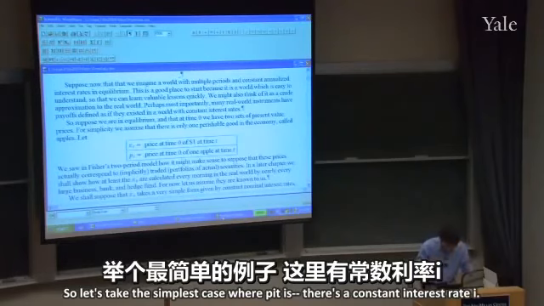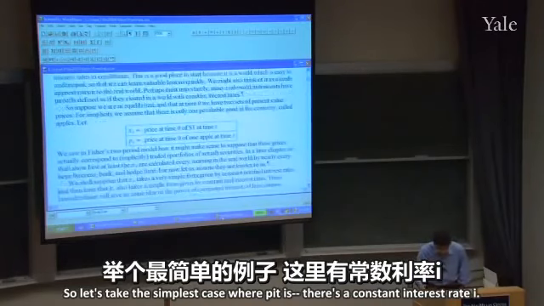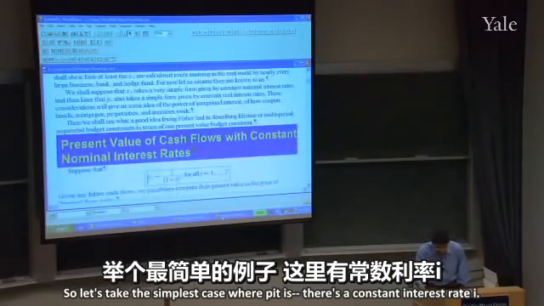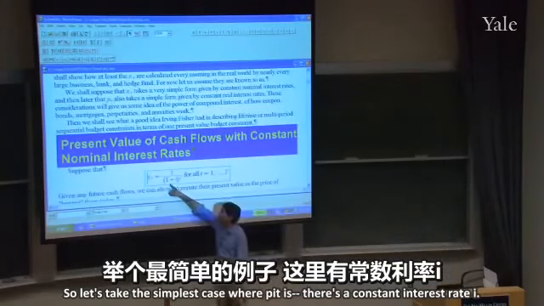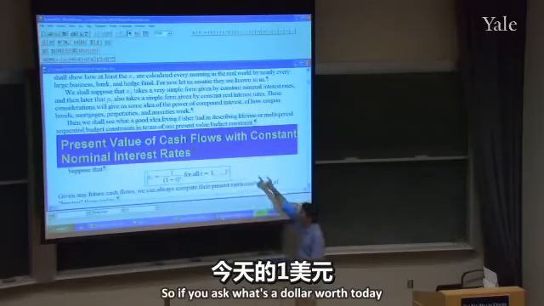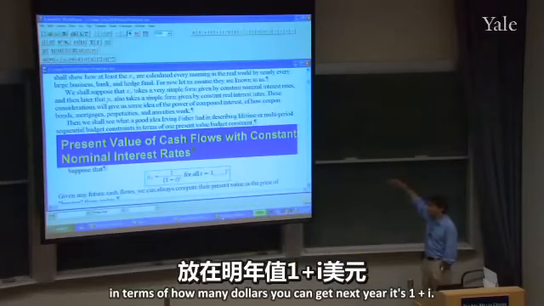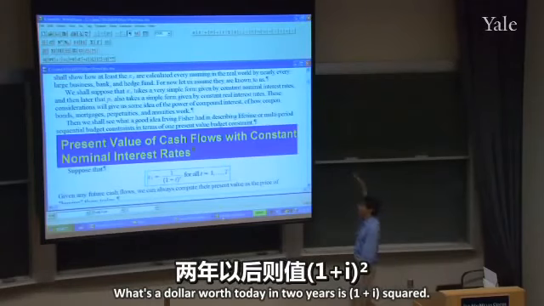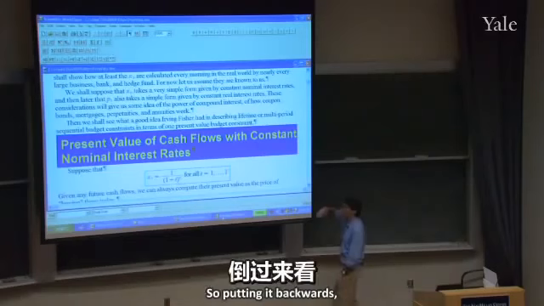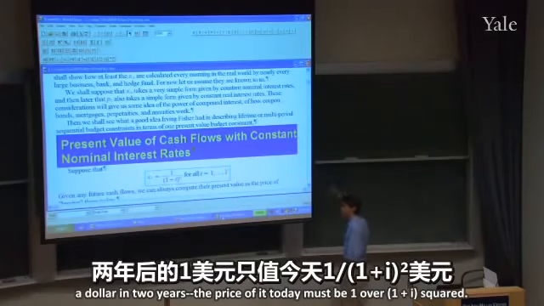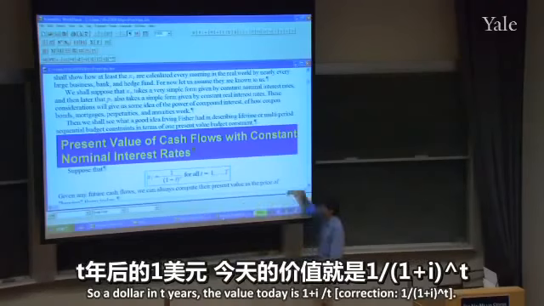Okay, so let's take the simplest case where pi t is a constant interest rate. There's a constant interest rate I. So if you ask, what's $1 worth today in terms of how many dollars you can get next year, it's 1 plus I. What's $1 worth today in 2 years? It's (1 plus I) squared. So putting it backwards, $1 in 2 years, the price of it today must be 1 over (1 plus I) squared. So $1 in t years, the value today is 1 over (1 plus I) to the t.